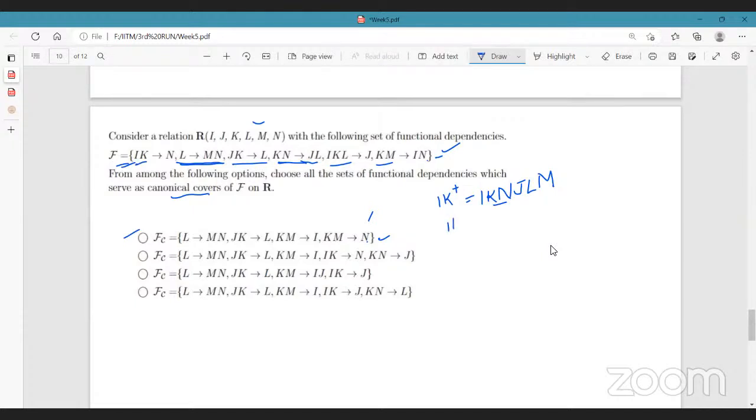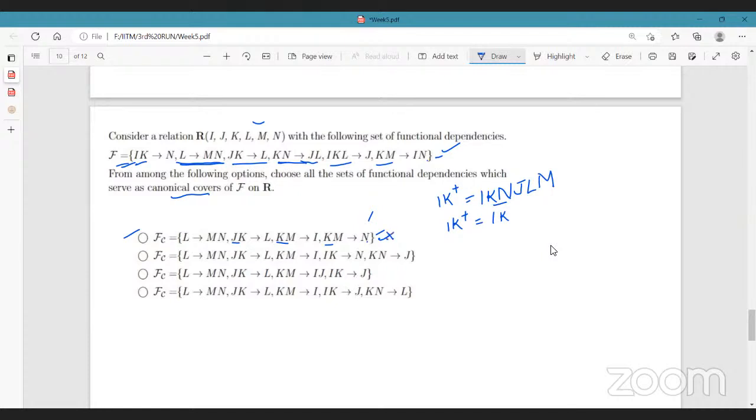So now let us check in this particular option whether we get the same attributes or not. So IK will determine itself. Then you can see that there are no attributes which are being determined by IK other than IK, right? So we can say that this is not a proper canonical cover.